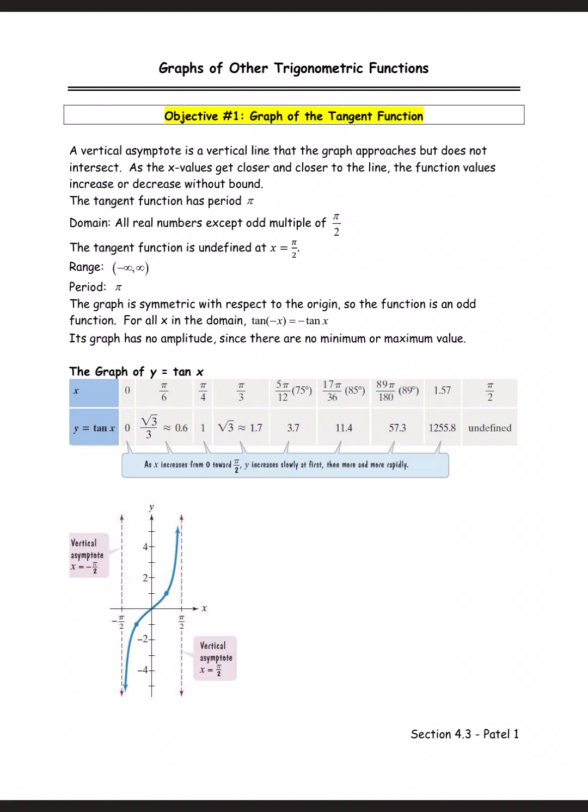So to graph y equals tan of x, we're looking at the first quadrant, which is from 0 to pi over 2. Tan of 0 is 0. Tan of pi over 6 is square root of 3 over 3. Tan of pi over 4 is 1. Tan of pi over 3 is square root of 3. Then you can punch in other values, but you can go all the way to tan of pi over 2, and it's undefined. So notice that every pi over 2, the graph will be undefined. So there's a vertical asymptote at x equals pi over 2 and at x equals negative pi over 2.